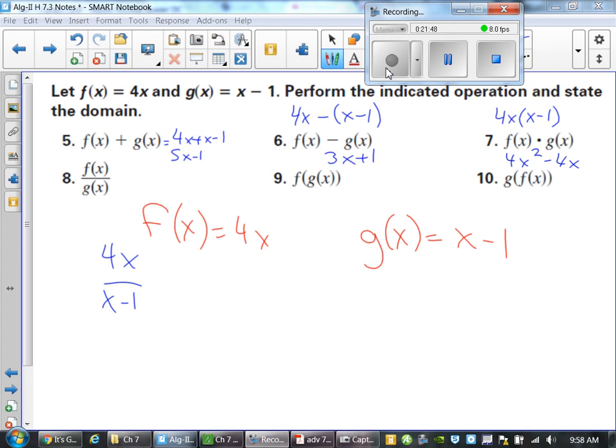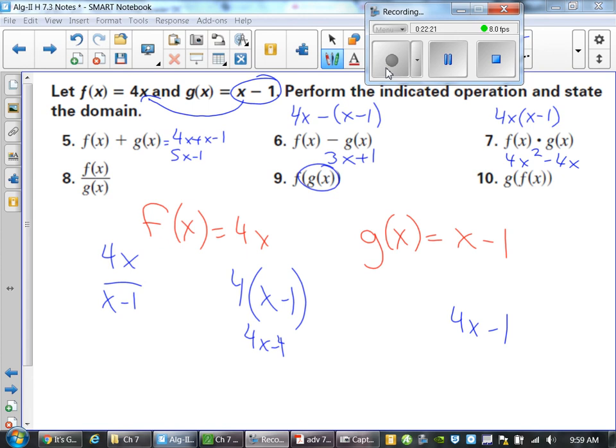Function, composite of functions. F of g of x. Start with the g of x equation, x minus 1. And then now you're taking this part and you're substituting it in for x. So you surround it with what's left. So you get 4x minus 4. Okay? And then going the other way, you just start with the f equation, which was 4x, and you substitute it in for what the x was. And you're done. Okay?